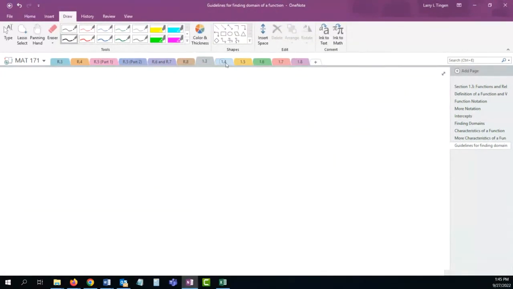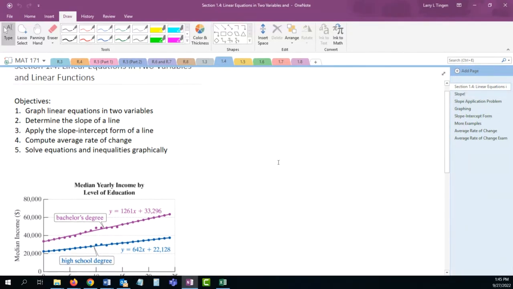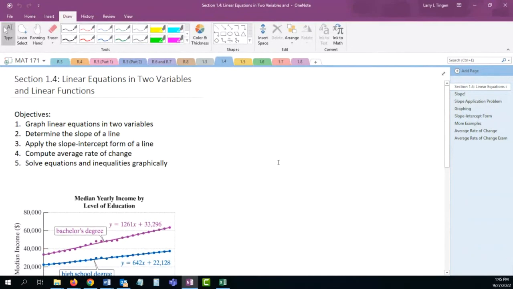So we'll jump on to 1-4 and get through this relatively quickly. Linear equations in two variables and linear functions. Okay, two variables. We've been doing this for a while. Linear equations with two variables. I have a dependent and an independent variable. Typically, the dependent variable is y and the independent variable is x.